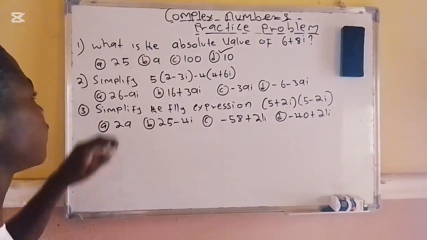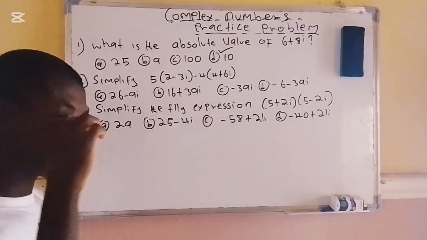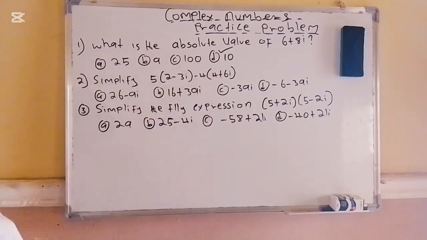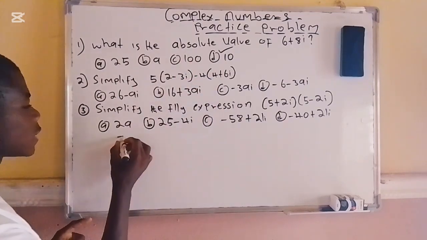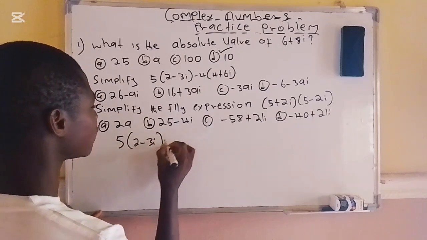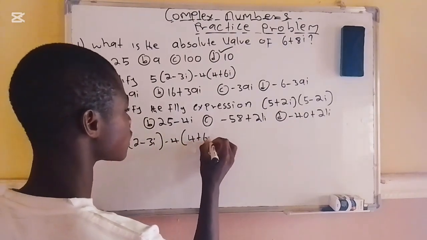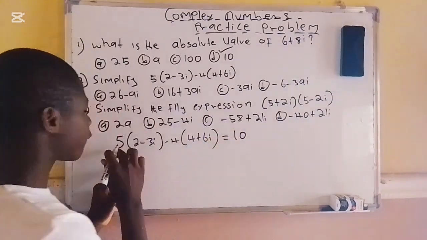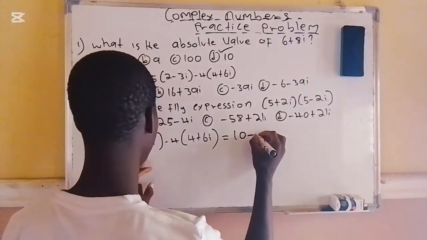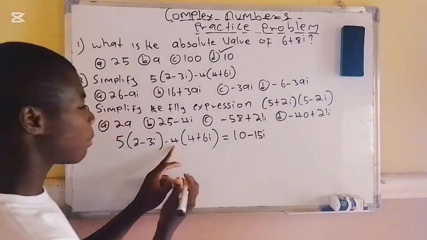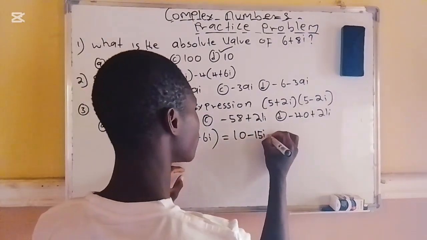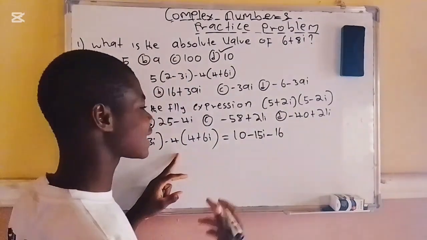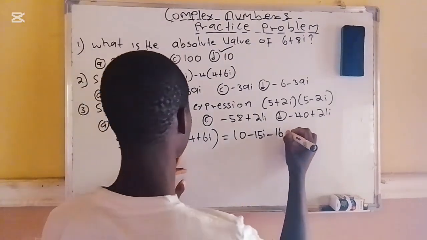The second question says we are to simplify 5 into bracket 2 minus 3i minus 4 multiplied by 4 plus 6i. So we have to simplify. Let's see, 5 into 2 minus 3i minus 4 into 4 plus 6i. 5 multiplied by 2 is equal to 10. 5 multiplied by negative 3i will be minus 15i. Minus 4 multiplied by 4 will be equal to negative 16.